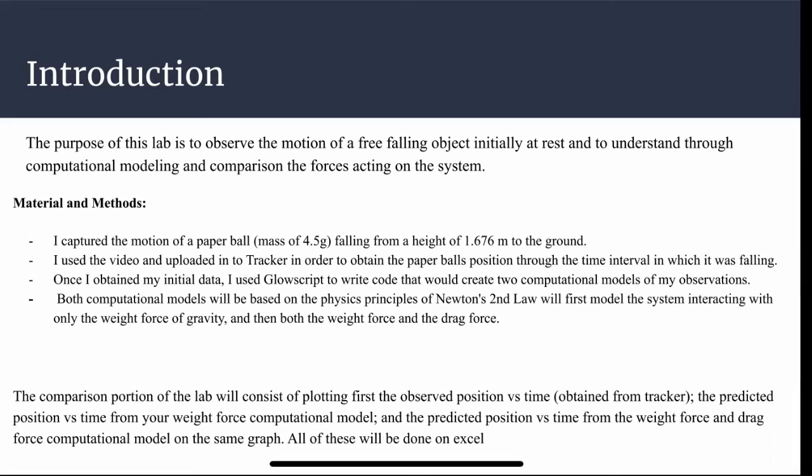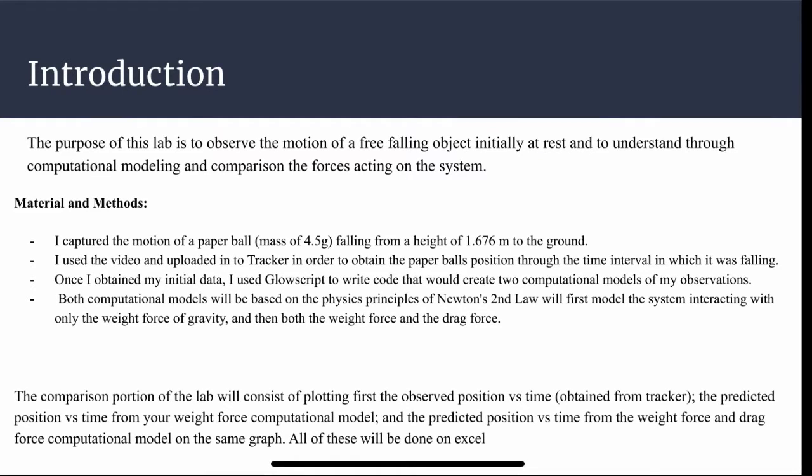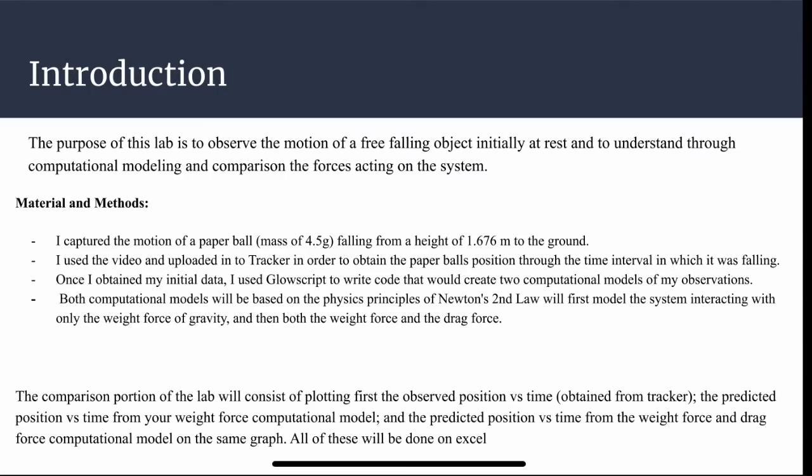The comparison portion of this lab will consist of plotting first the observed position versus time, which is obtained through Tracker. Then the predicted position versus time from the weight force computational model, and then also the predicted position versus time from the weight force and drag computational model. These will all be on the same graph, and this will be done through Excel.